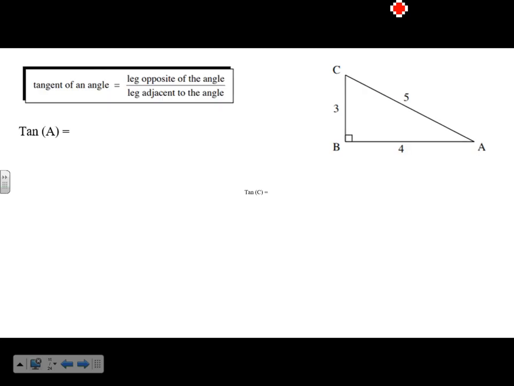And the last one, tangent, is the only one that doesn't have the hypotenuse in it. It's the opposite over the adjacent. SOHCAHTOA. The tangent of A is the opposite over the adjacent, so it's 3 over 4. And then, sorry, I must have forgotten to do this. This says tangent of C. And that tangent of C is the opposite over the adjacent, so it's 4 over 3.